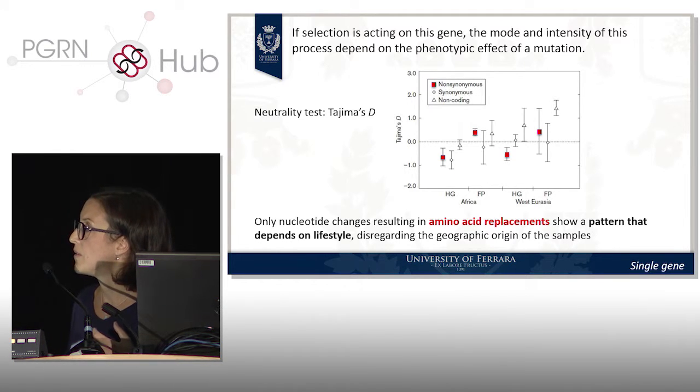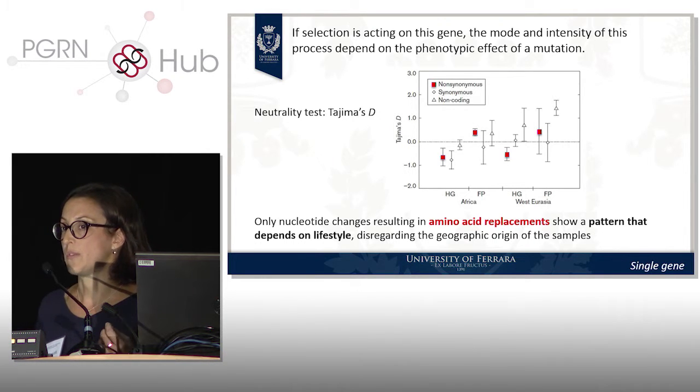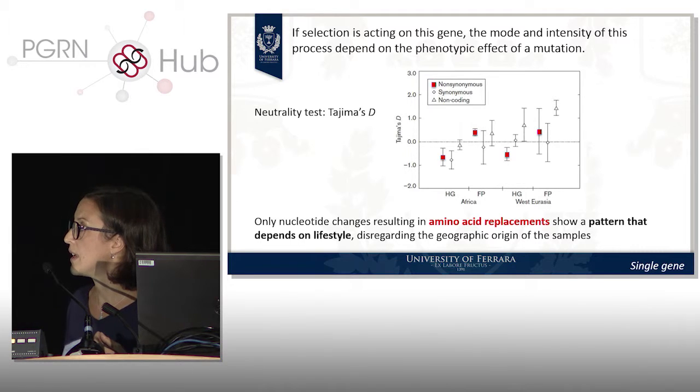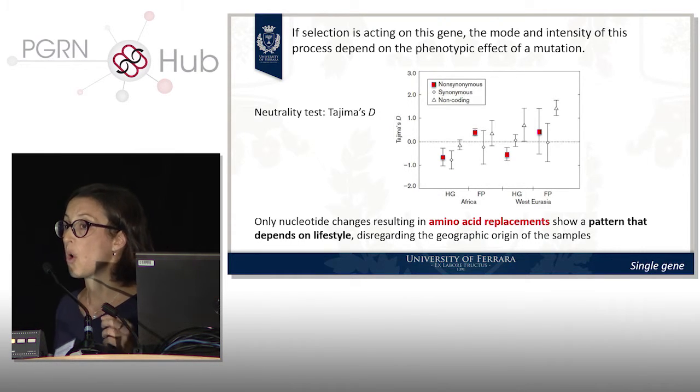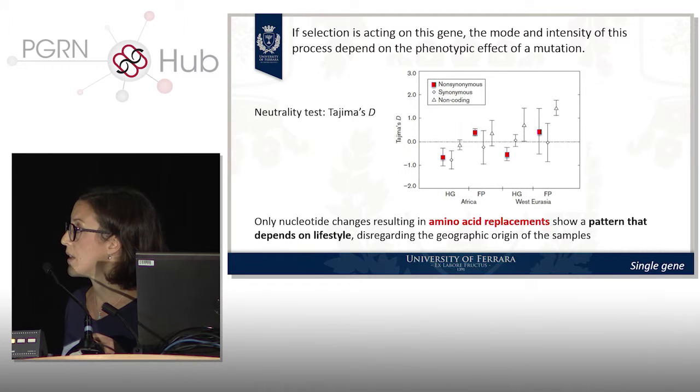So when you divide mutations into non-synonymous and those mutations that should not affect the phenotype, then you see again that there is a difference in Tajima's D value for non-synonymous mutations alone, but not for the other mutations. And you see that positive values have been observed for food producers again.